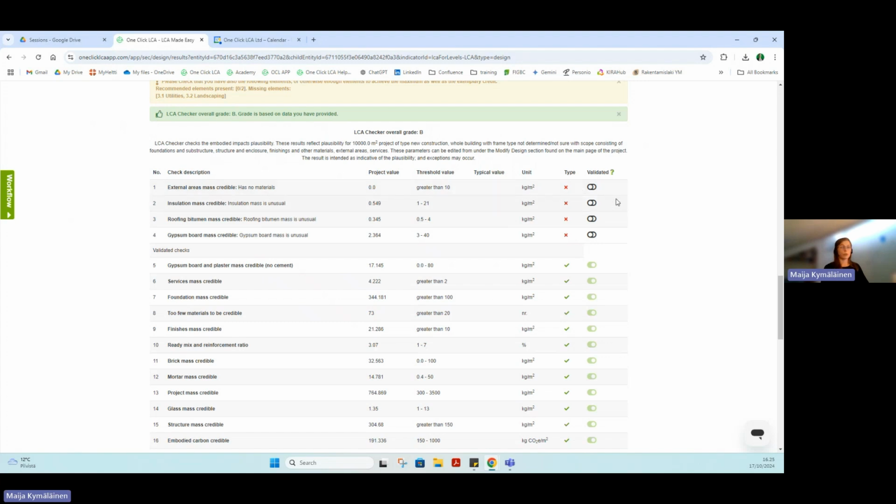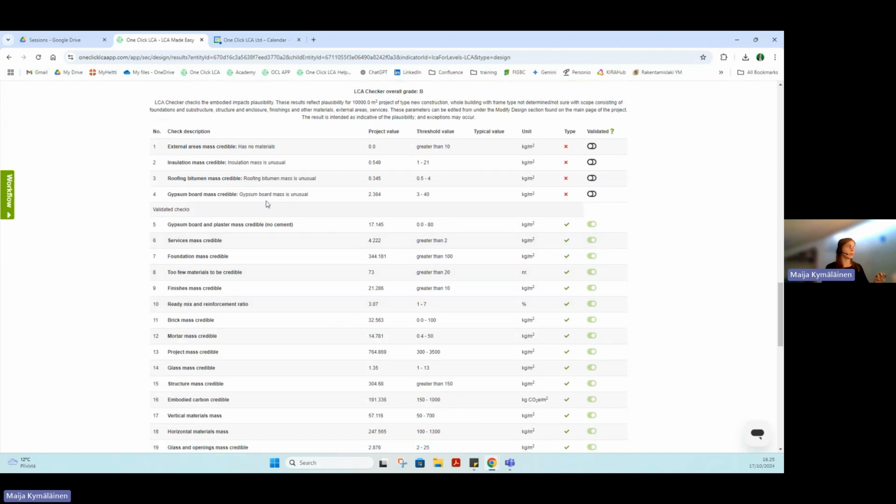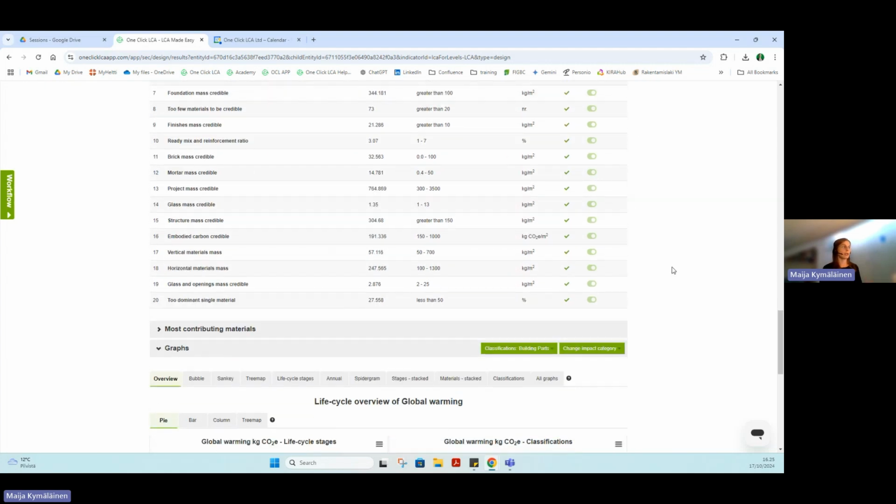So this doesn't affect the calculations, it doesn't affect the results in any way, but you can use this as a guide to check. For example, here it says that our roofing bitumen mass is unusual. So we might go back and check the roofing bitumen and see if we have actually input the actual number, or if there is some other factor that is not correct, or if it's correct, you can always just use this to validate. And then it says user validated, and then your check is basically okay.